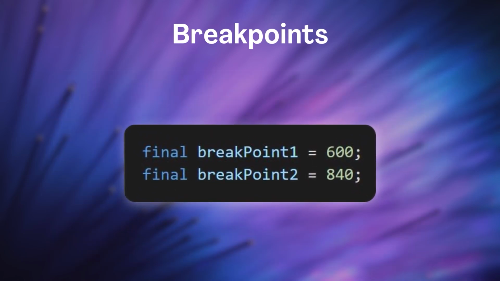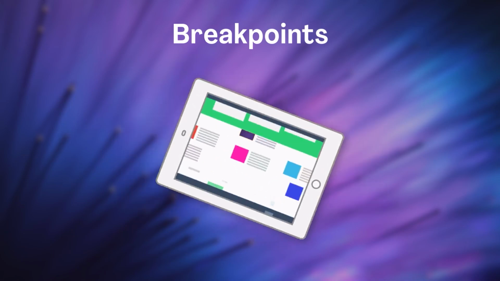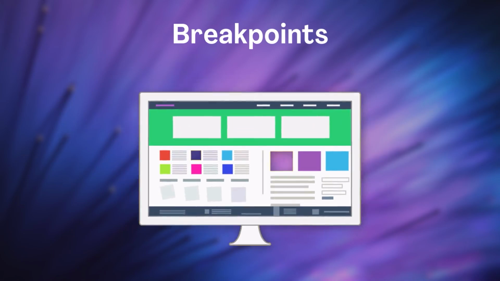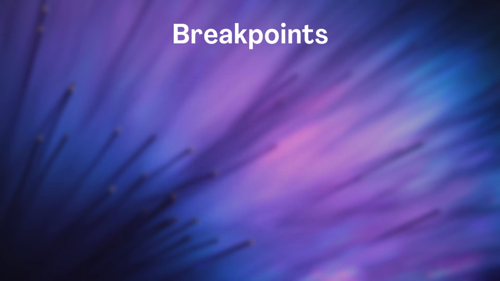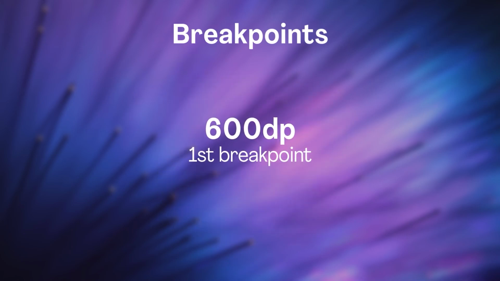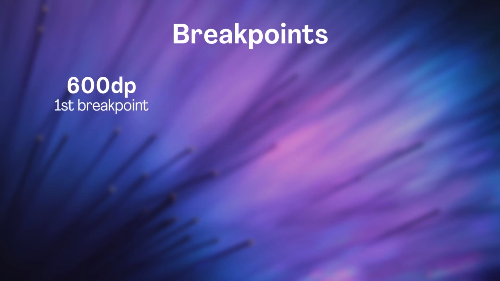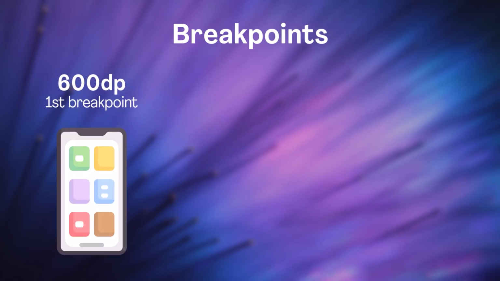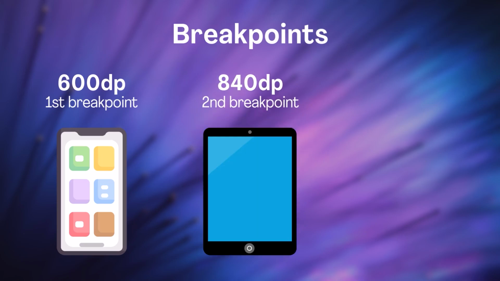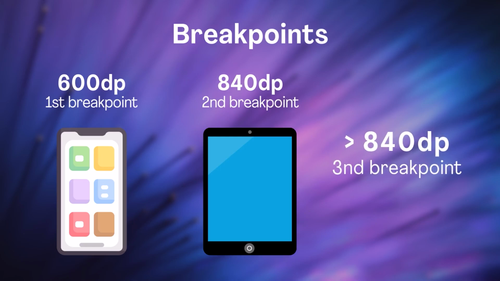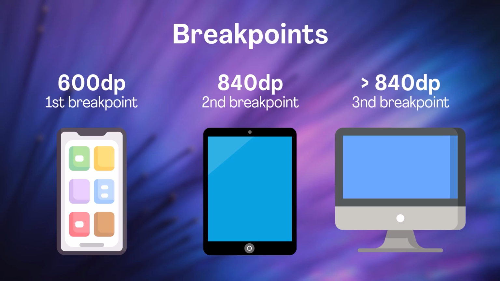By defining breakpoints in our code, we can create layouts that respond fluidly as screen size changes, providing optimal user experience on various devices. So the Material Design recommends 600 dp as the first breakpoint, so a screen size below 600 dp will result in a mobile layout. And for any screen size more than 600 dp and below 840 dp, it will result in a tablet layout. And any screen size more than 840 dp will be considered a desktop layout. So these are the breakpoints where our app will change its layout.